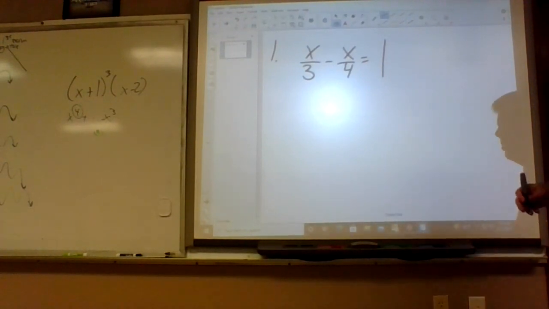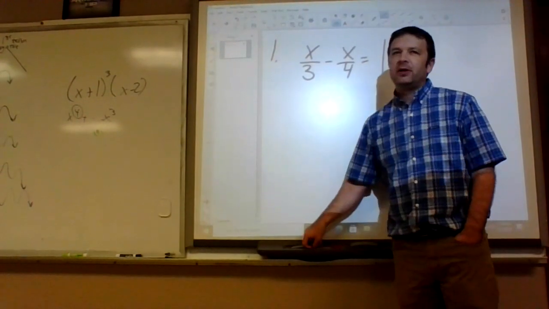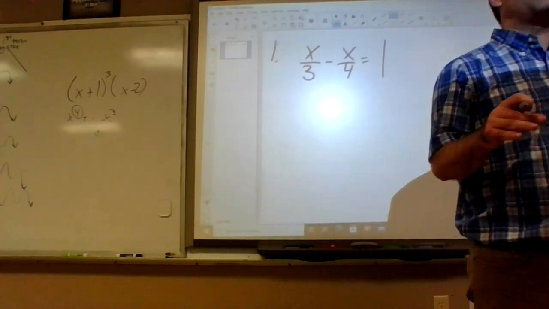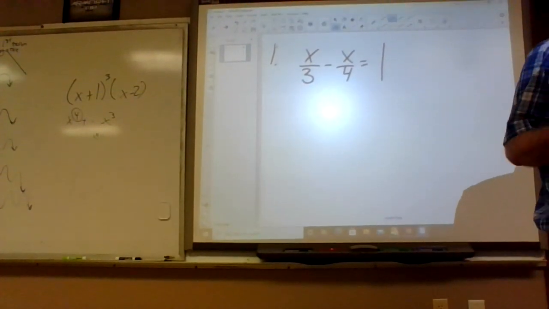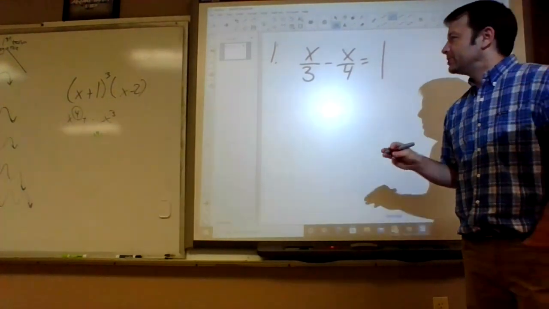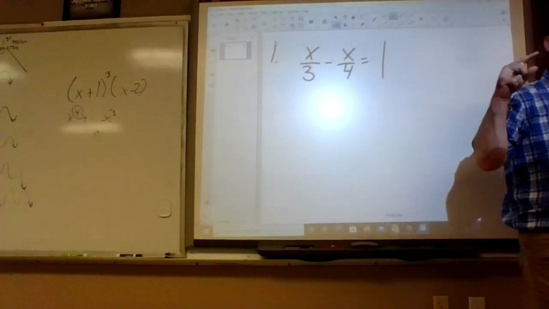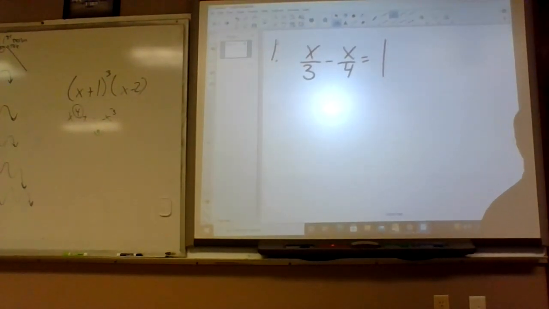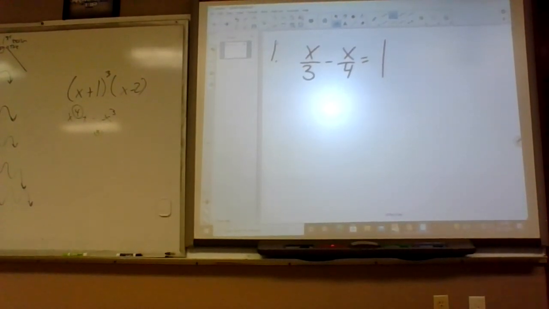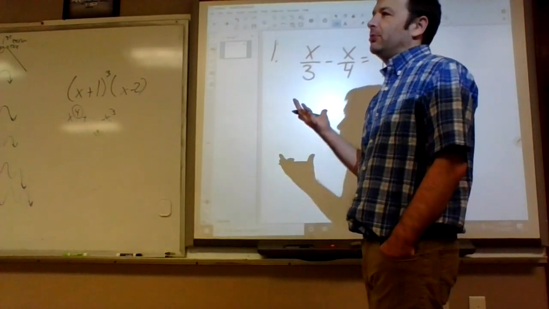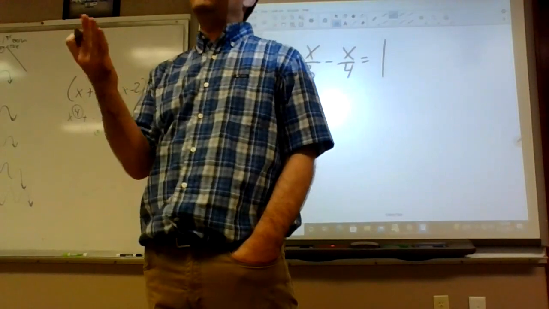So what we're going to do, our plan of action here, is to try and get rid of the fractions or the decimals to make the problem simpler. If it's a fraction problem like this, you look at the denominators and ask, what do all the denominators go into? What do 3 and 4 both go into? 12. So I'm going to multiply both sides by 12.